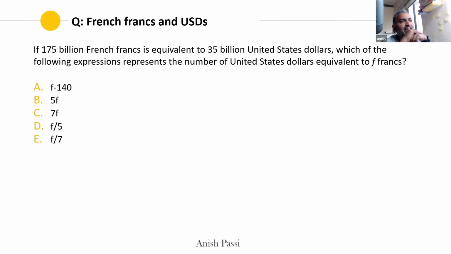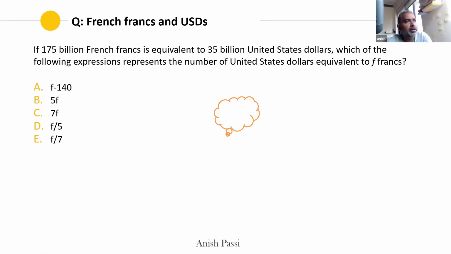Which of the following expressions represents the number of US dollars equivalent to F francs? What does the question even mean? What's this F francs all about? So 175 billion francs is equivalent to 35 billion US dollars. Now, F francs, so some variable basically, would be equivalent to how many dollars? So we have to figure out the relation between francs and dollars.